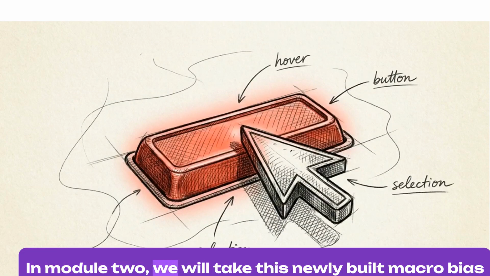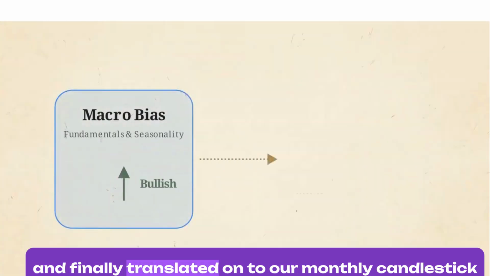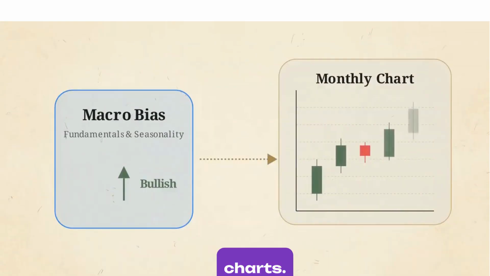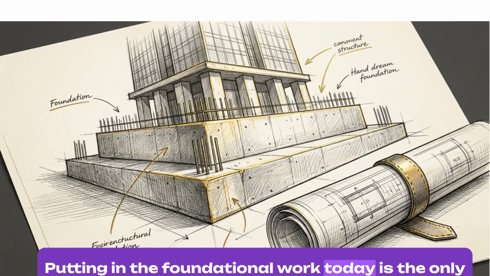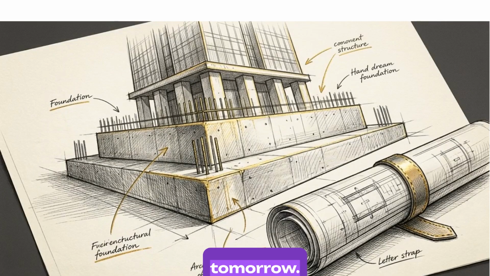In Module 2, we will take this newly built macro bias and finally translate it onto our monthly candlestick charts. Putting in the foundational work today is the only guaranteed path to sustainable trading success tomorrow.